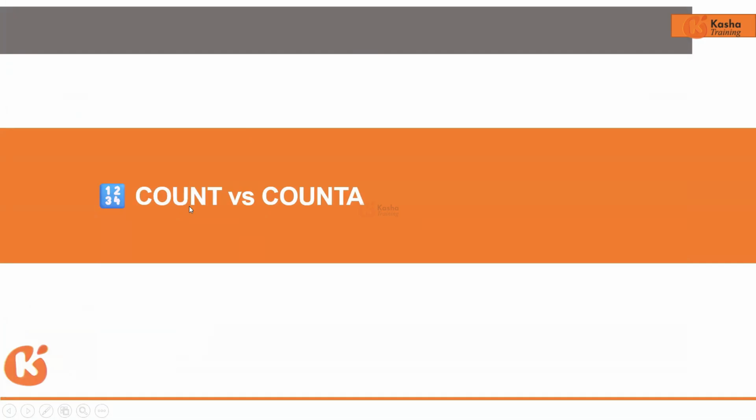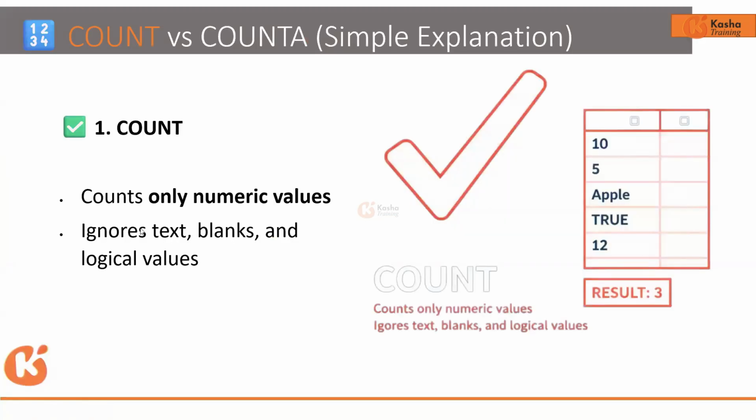So we'll see what is COUNT and what is COUNTA and what is the difference between them. The first one is COUNT. What is COUNT? COUNT only counts your numeric values. For example, here you can see you have 10, 5, apple, true, and 12. If we use the COUNT function, it will count only the numeric values. So the result is 3, which is 1, 2, and 3.